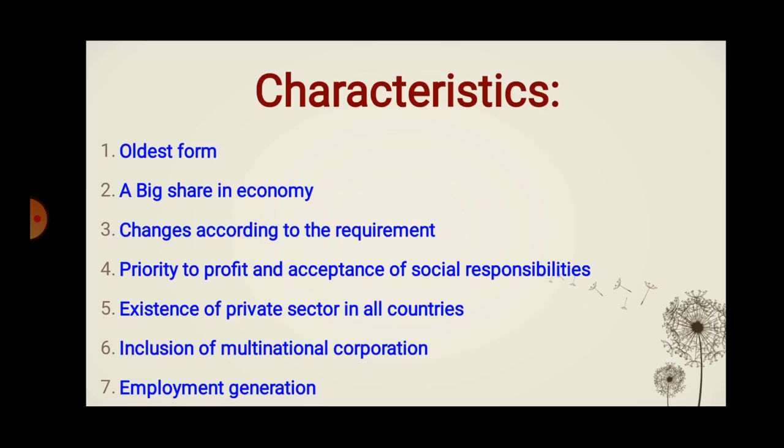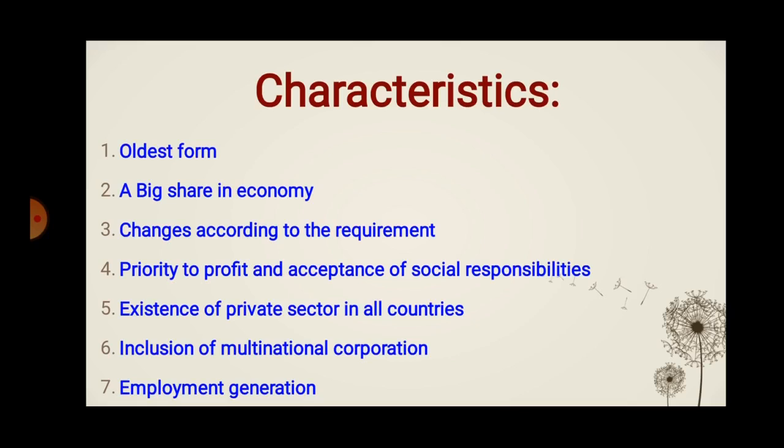So from there again private sector came into existence, and till now also the majority part of the national income comes from the private sector only. So private sector is very much important, and it has begun from the ancient time. From the beginning private sector exists. So the first characteristic is oldest form.